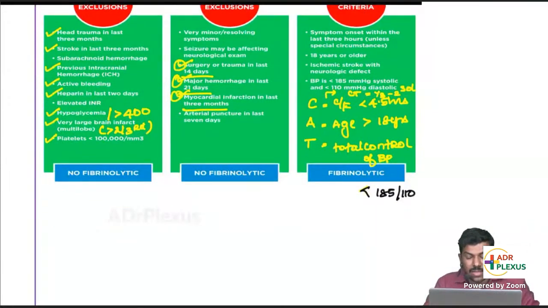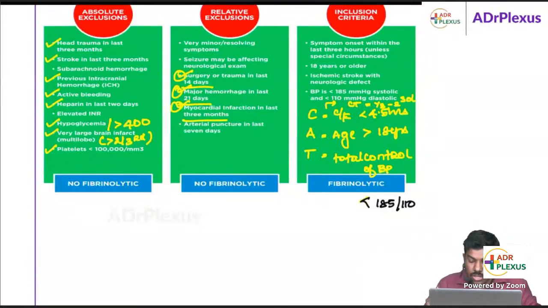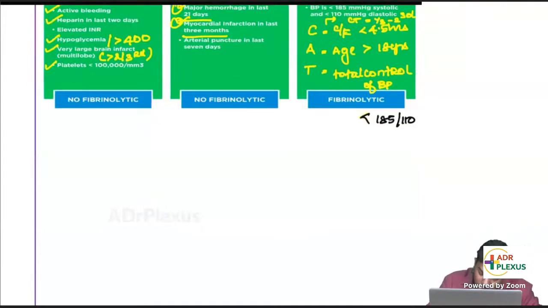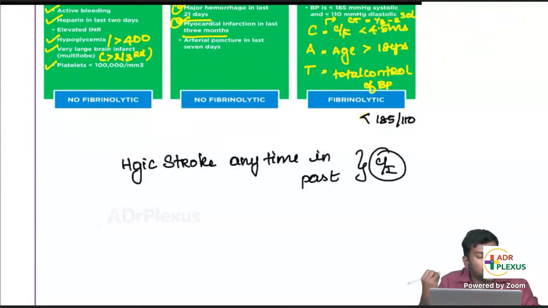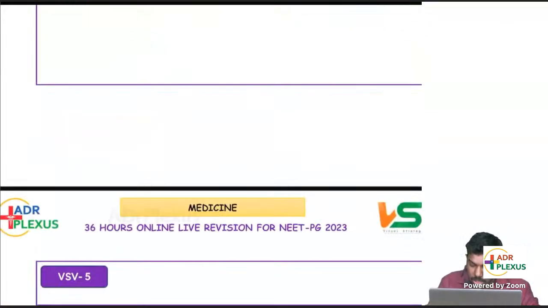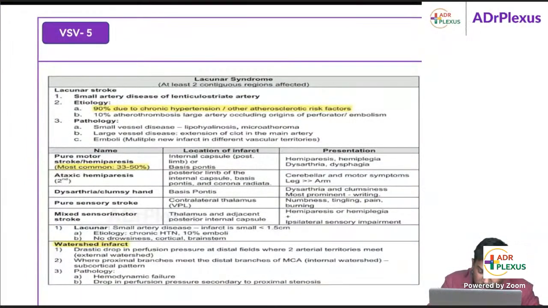So these are the contraindications and indications for your patient being put on thrombolysis. Always remember this, very, very important. One thing you have to remember here is that a hemorrhagic stroke anytime in the past is a contraindication. Very, very important.